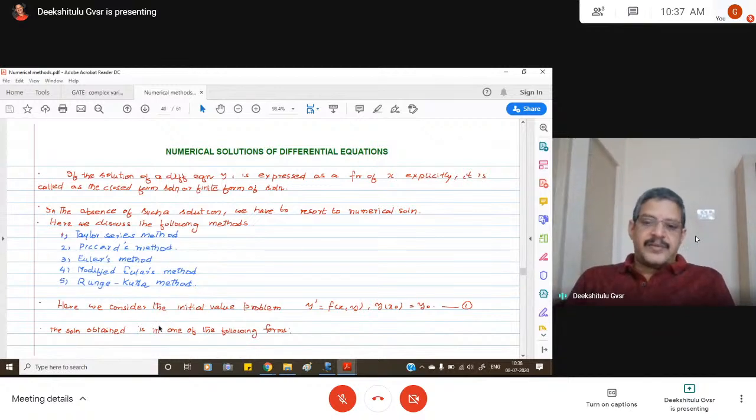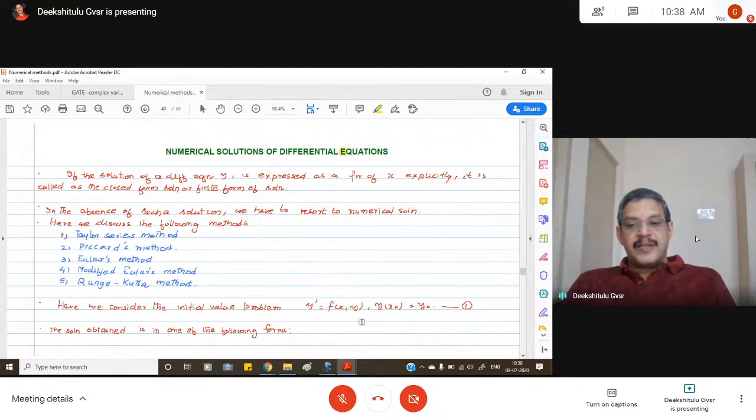So here you see y dash is equal to f of x, y, and y of x0 is equal to y0. This is what we call an initial value problem. What is given here? A differential equation of first order first degree, because here we restrict ourselves to first order first degree equations.